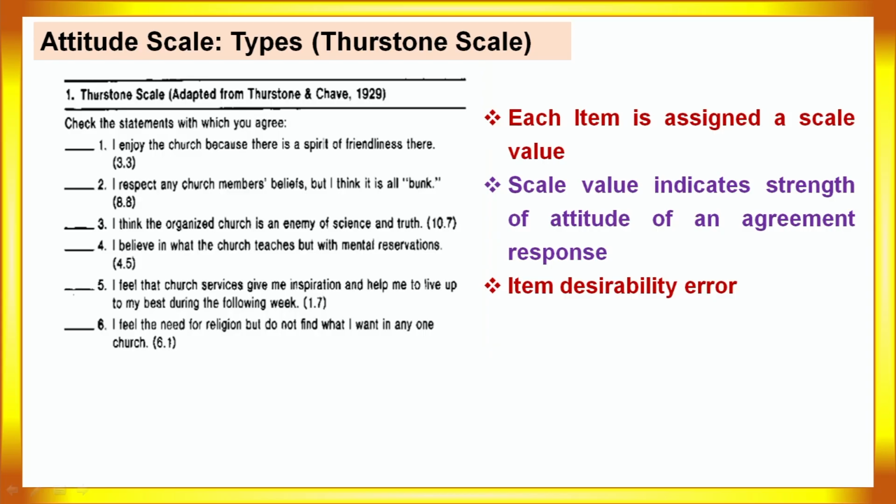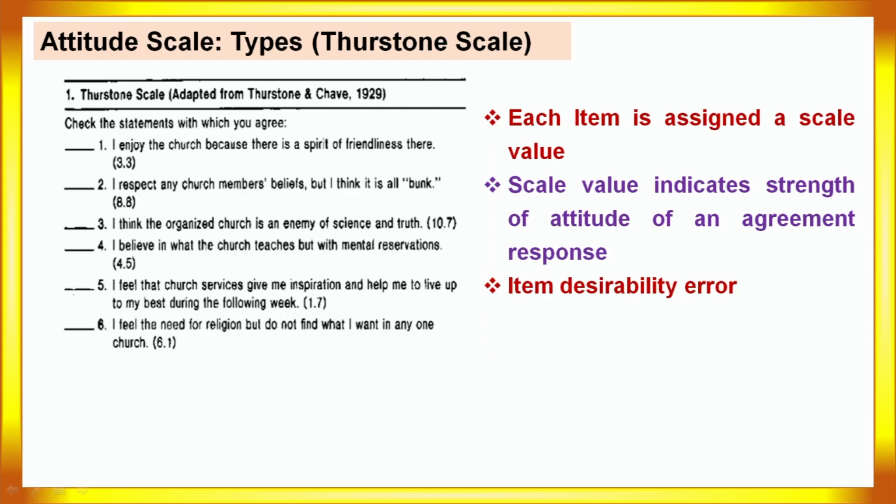The scale value generally indicates the strength of an attitude or the strength of a psychological construct in the agreement response. So if you agreed with the first statement, it has a scale value of 0.33. If someone agreed with maybe the third statement, which has a scale value of 10.7, that is the more intensive expression.